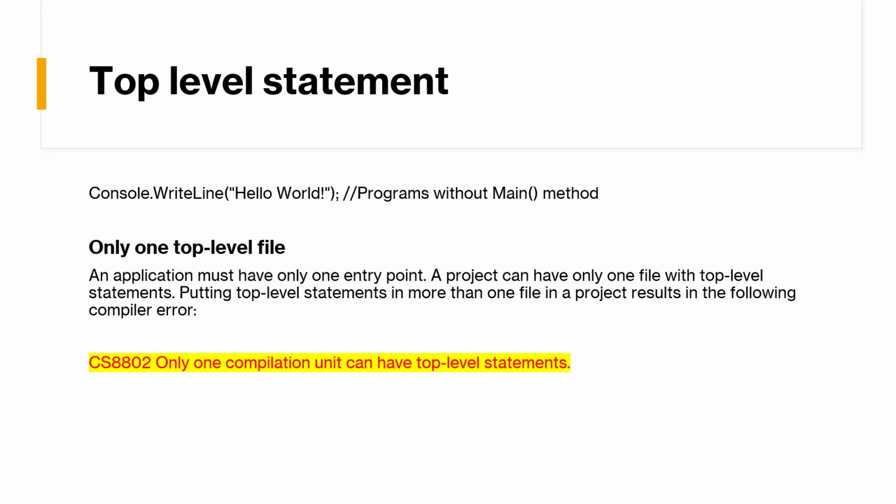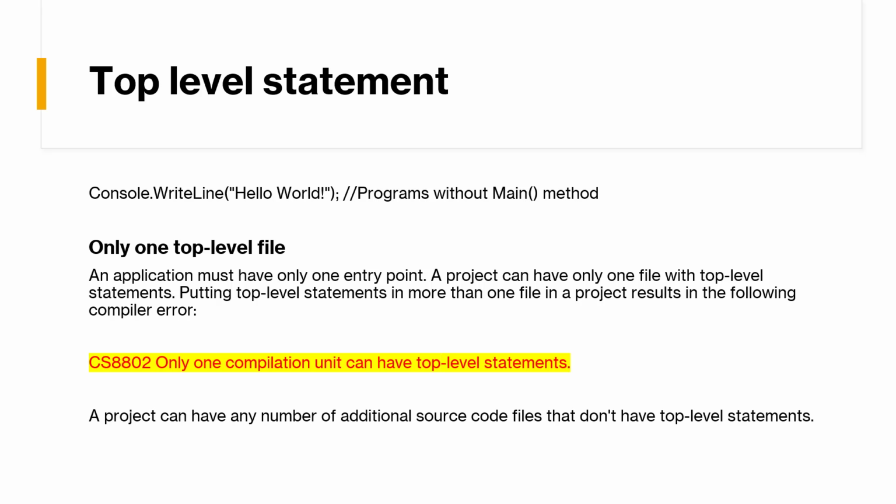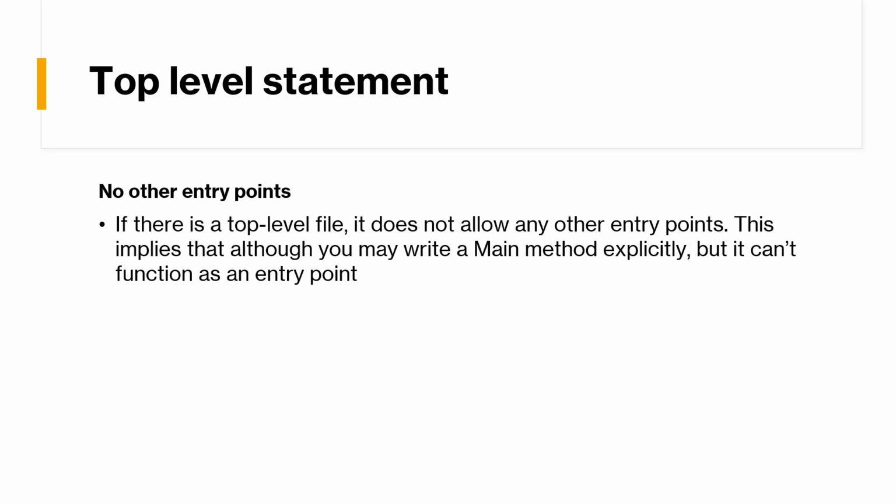Putting top level statements in more than one file in a project results in this compiler error, CS8802: only one compilation unit can have top level statements. Further, a project can have any number of additional source code files, but they don't have top level statements. So there are no other entry points allowed. That means if there is a top level file like the Program.cs file, it does not allow any other entry points apart from this one.